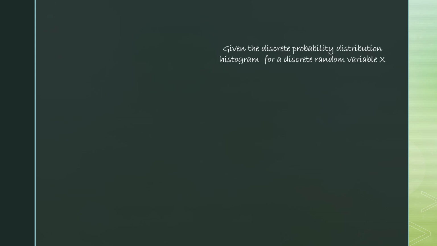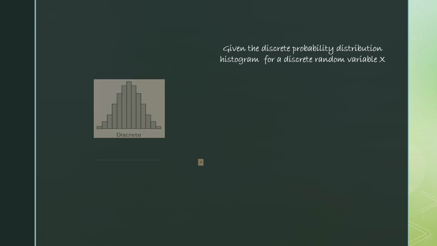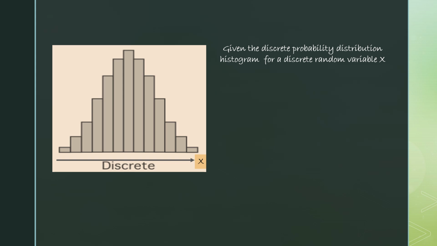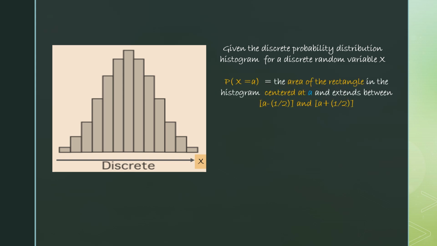In cases where a normal distribution curve can fit a discrete probability distribution, probabilities for the discrete probability distribution can be derived with some approximation from the normal distribution curve that fits it. Given the discrete probability distribution histogram for a discrete random variable X, the probability of X equals a equals the area of the rectangle in the histogram centered at a and extending between a minus 1/2 and a plus 1/2.